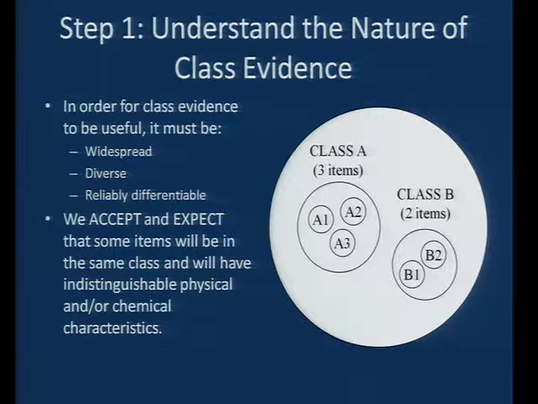But we also accept and expect and readily admit that at some level, items of class evidence are going to be indistinguishable. We're not going to be able to narrow it down to one plastic Easter egg out of all the plastic Easter eggs in the world, something like that. So we just know that going in, that there's going to be, at some point, these become indistinguishable from one another.